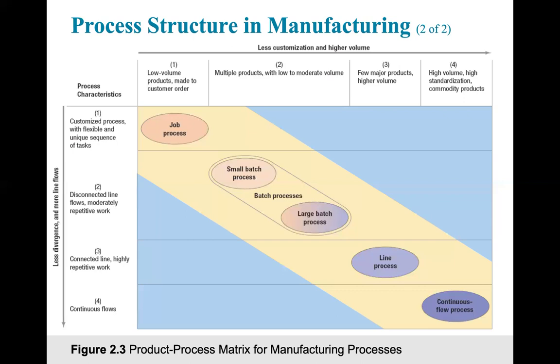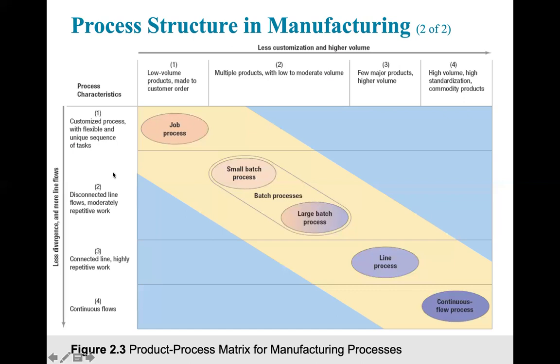So you typically could have either what's called a small batch process or a large batch process, depending on how much you typically make per production run. Now, for these, if you look at the amount of customization and volume in this matrix, you could have multiple products, and the amount of volume could either be low, where we might use a small batch process, or it could be moderate, where you do a larger batch process.